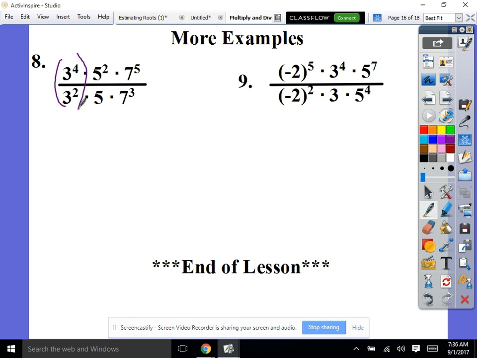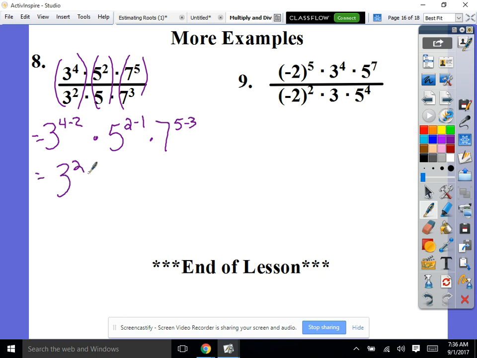All right, group them with similar bases. So we would have 3 to the 4 minus 2 times 5 to the 2 minus 1 times 7 to 5 minus 3, which would give us 3 squared times 5 to the 1st, we don't have to put it, times 7 squared. 9 times 5 times 49.